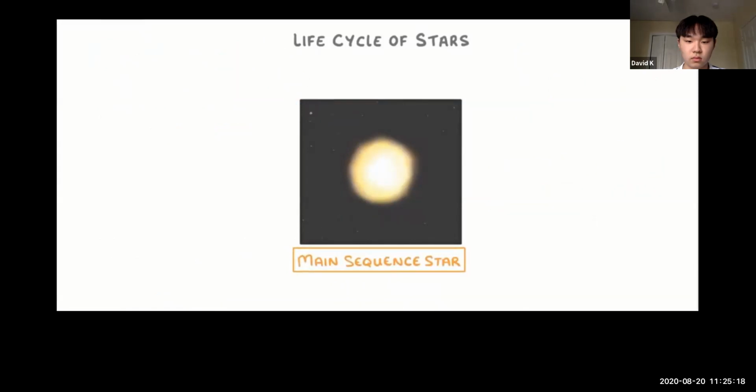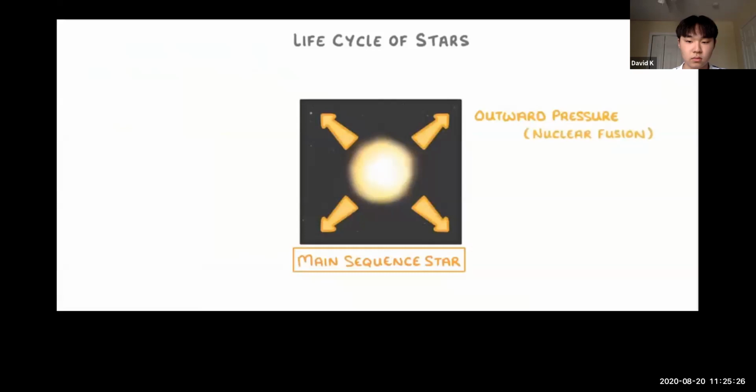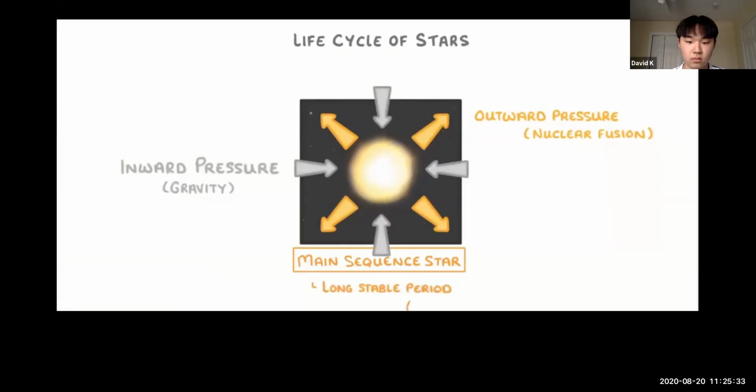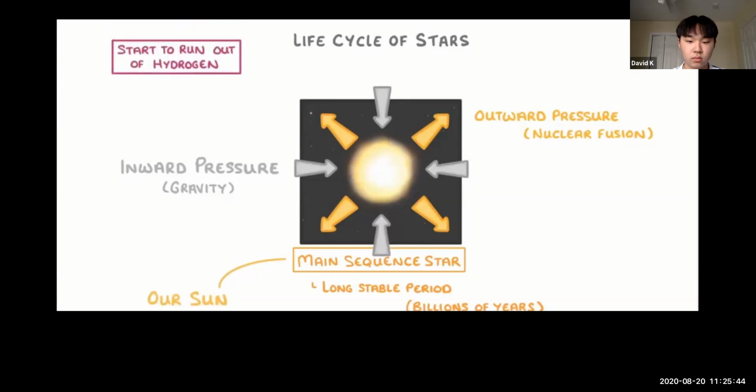While it's a main sequence star, the outward pressure caused by all of that energy being released by nuclear fusion is perfectly balanced by the inward pressure caused by gravity. This allows for a long, stable period that can last for billions of years, and it's this stage that our sun is currently in. At some point, though, the star will start to run out of hydrogen, which, remember, is effectively its fuel. You don't need to worry about the details, but basically this means that the star won't be able to do any more nuclear fusion.